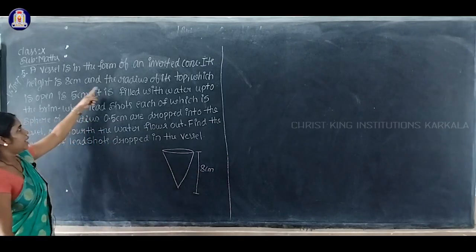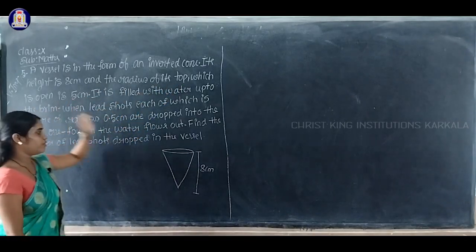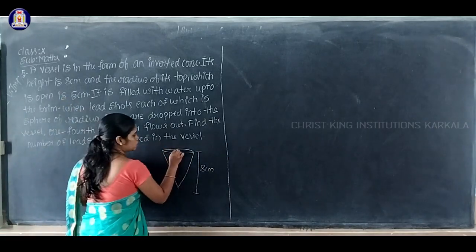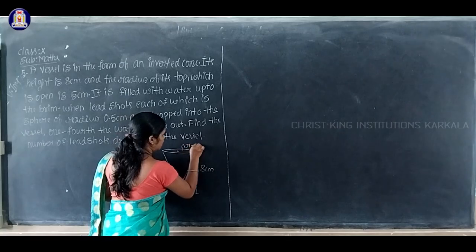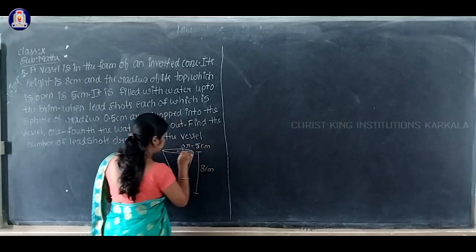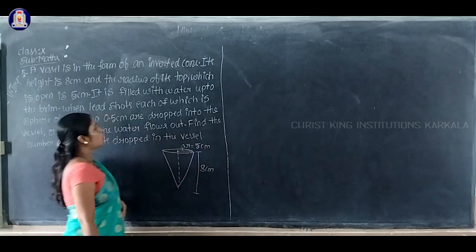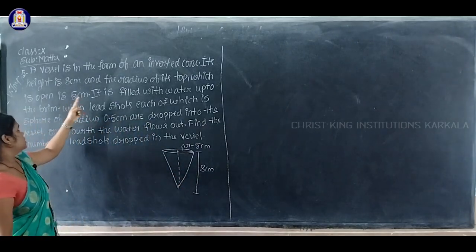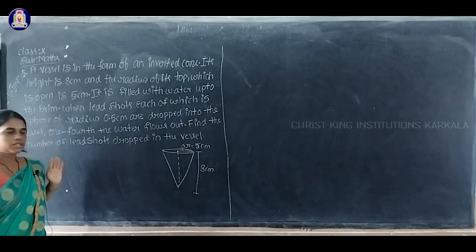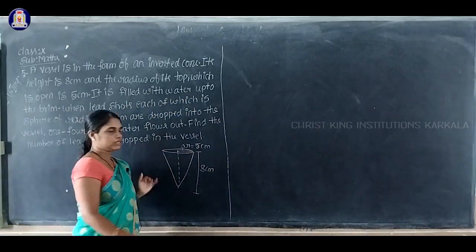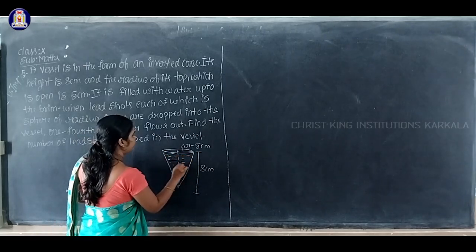And the radius of its top, which is open, is 5 centimeter. So this is top. What about this radius? R is equal to 5 centimeter given. So this is height. Next, it is filled with water up to the brim. That means it is completely filled. See, this vessel is completely filled.